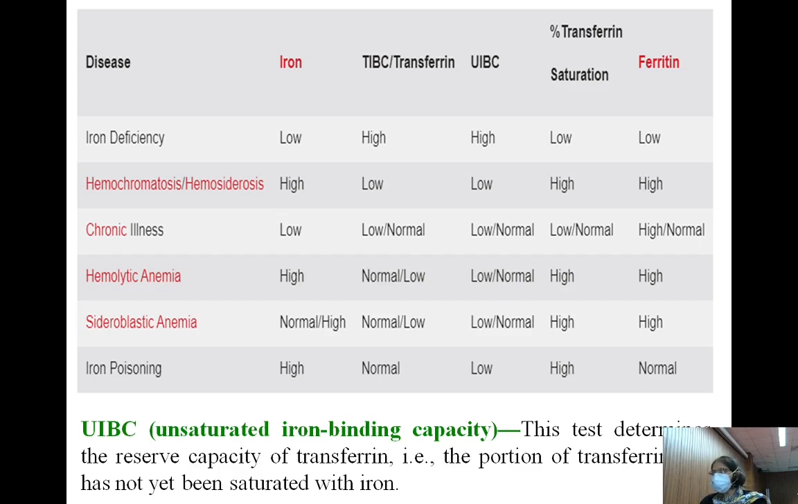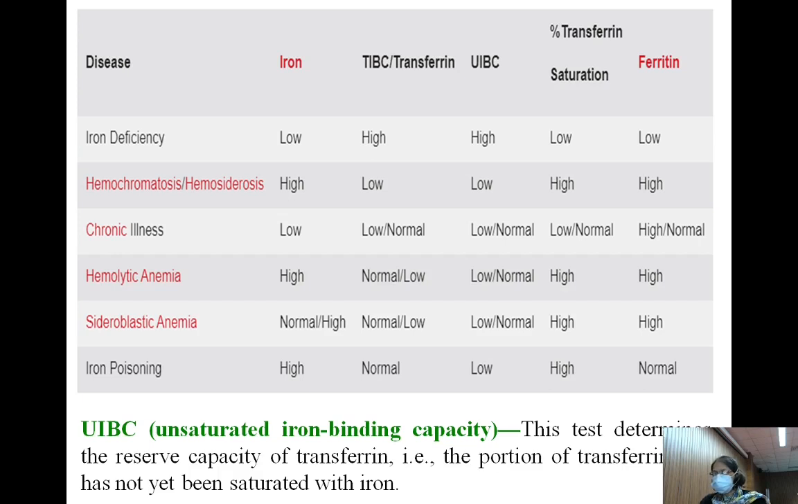The saturation will be low, isn't it? And ferritin is also low because iron is deficient. There is no question of storage of the storage form. In hemochromatosis and hemosiderosis, iron concentration is very high and TIBC will be low. UIBC is also low. Transferrin saturation is high.